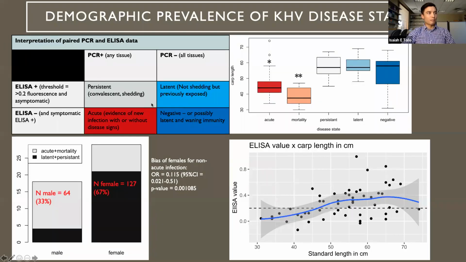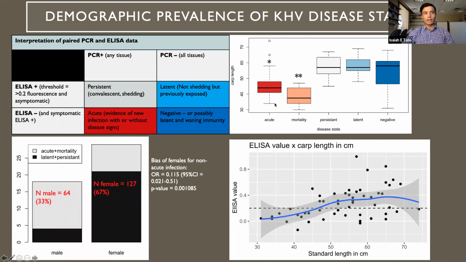So starting with this top left chart here, what we're actually looking at is the way that we interpreted those tests. So if you have a positive ELISA and positive PCR, that means that they were exposed a while ago, but they still have the virus, which means it's a persistent infection. If we can't detect the virus anymore, but we still detect antibodies to it, it means that they were exposed in the past, and now the virus is either suppressed to the point where we can't detect it, or it's gone, which is a latent infection. If they didn't have any antibodies to the virus, but they do have the virus, that means it's a brand new infection that just started, so that's an acute infection. And then negative is just negative for both tests.